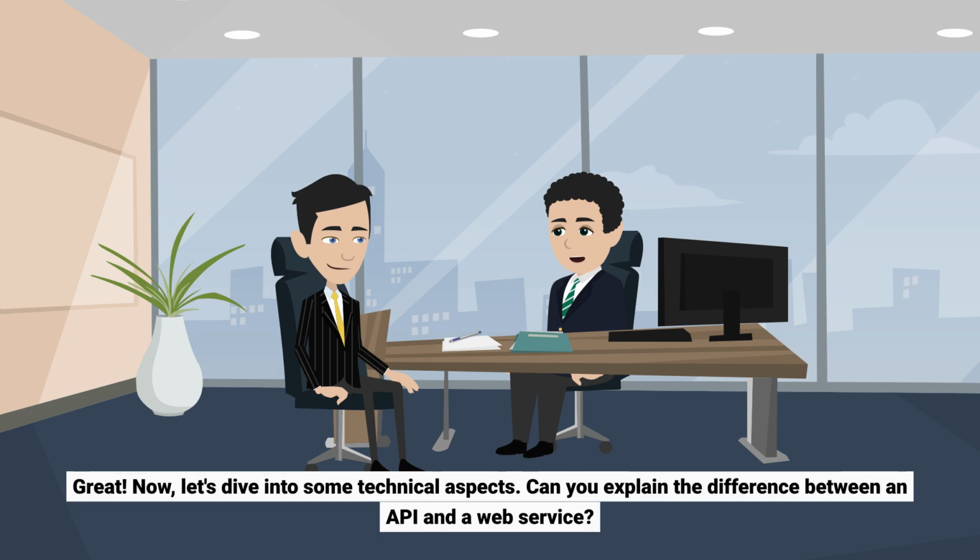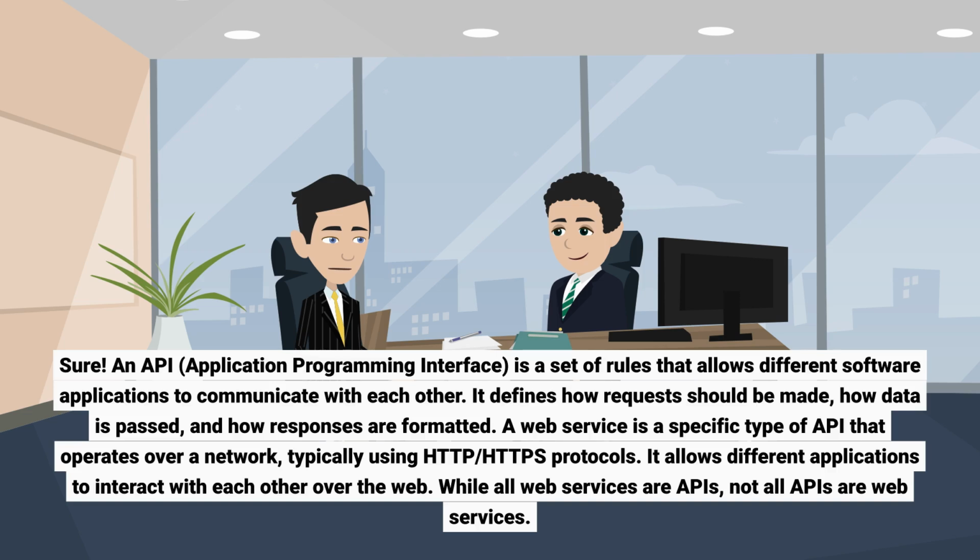Great. Now let's dive into some technical aspects. Can you explain the difference between an API and a web service? Sure. An API, Application Programming Interface, is a set of rules that allows different software applications to communicate with each other. It defines how requests should be made, how data is passed, and how responses are formatted.